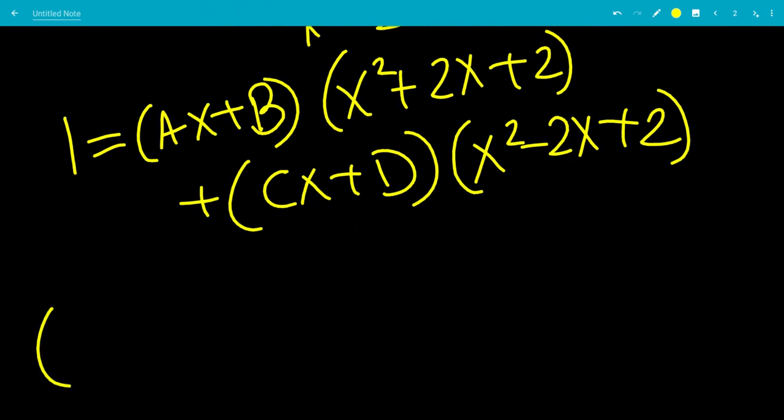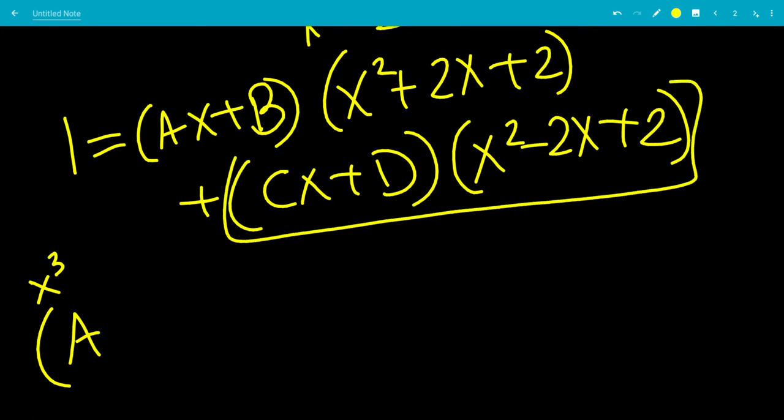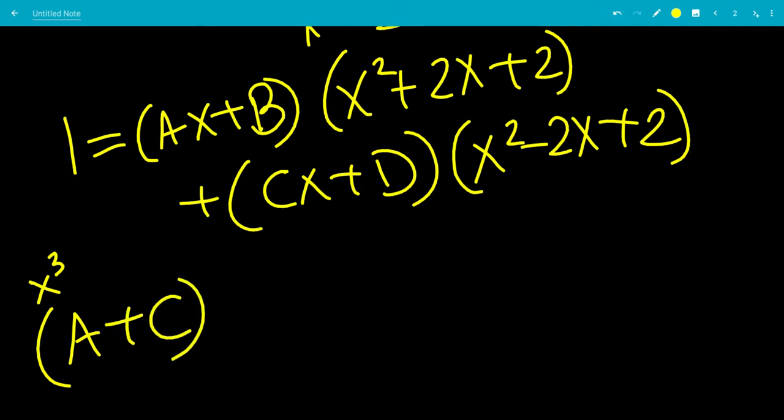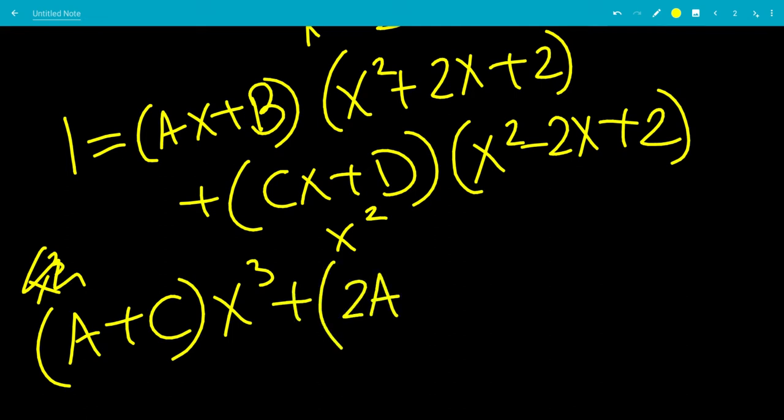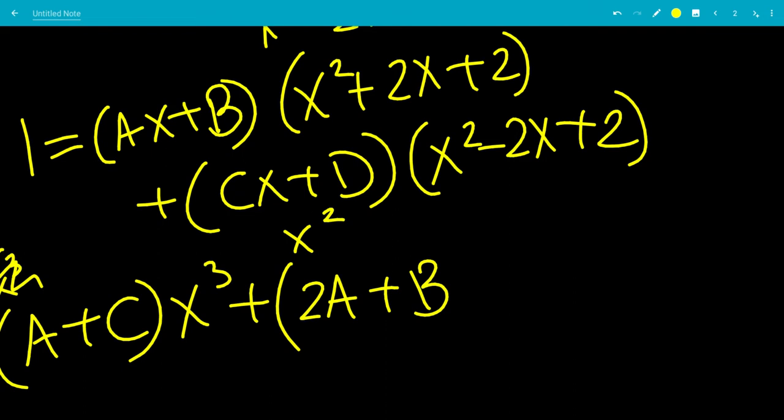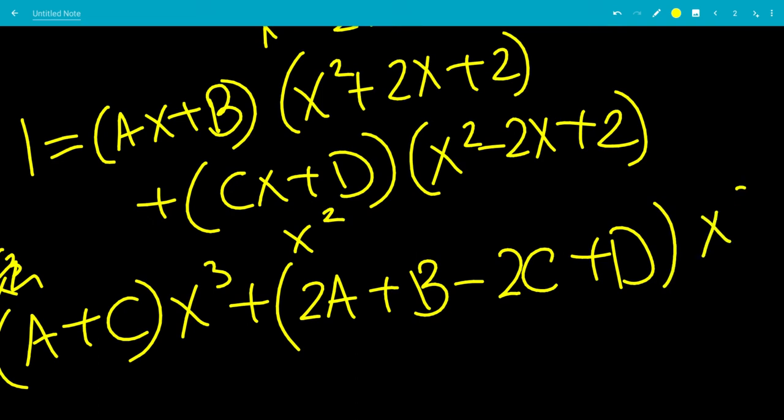So we're going to do x cubed first. So we have ax cubed to start with, so we have a, then no other ones because ax is the highest power for the first one. And then for this one, we have cx times x squared, which is cx cubed. Okay, so now we're going to look at the x squared terms. So the first thing we're going to have is 2ax squared, so the 2a, and then plus bx squared, so that's plus b. And then similarly on this expression, we're going to have minus 2cx squared. So we don't need the x, obviously. So minus 2c, and then plus d times x squared.